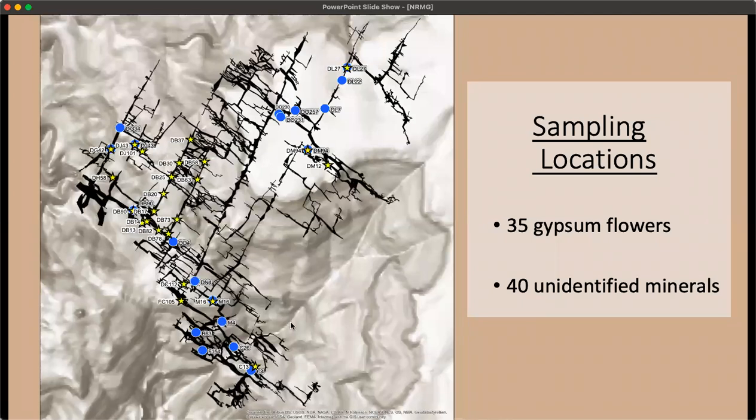So we sampled in October of 2022, I believe. I had several different areas within the cave I was interested in sampling. I wanted a large spatial distribution for all samples taken, but access to the cave was limited by our availability to only go in there for the daytime. We weren't camping. So my spatial coverage isn't as full as I would like, but we ended up with 35 gypsum samples and 40 unidentified mineral samples.